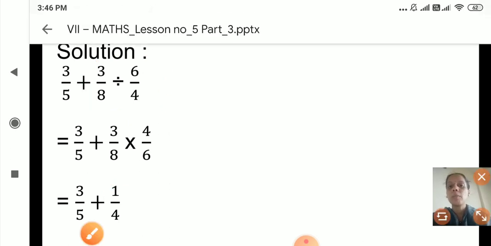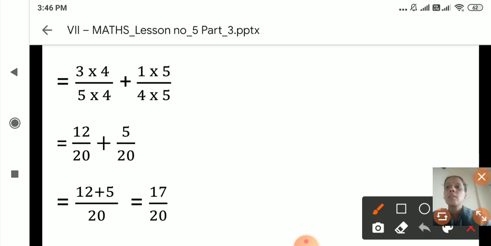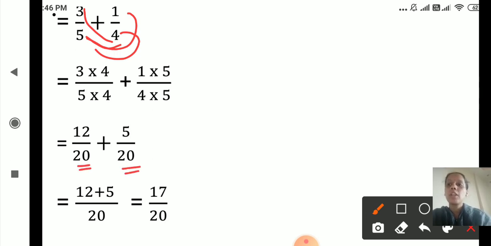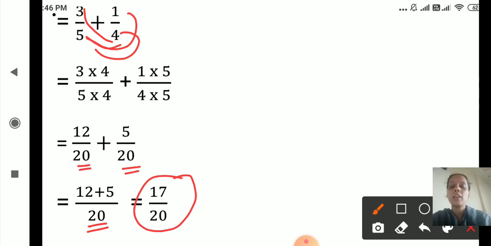So we will do the cross multiplication, that is, see here, this 3 upon 5 you will multiply with this 4 here also and here also, and this 1 upon 4 you will multiply with this 5 here and here, right? So after cross multiplication we will get 12 upon 20 plus 5 upon 20. Now we have the denominators equal. So we will write the denominator only once and add the numerators, that is 12 plus 5. So 12 plus 5 is 17, and in the denominator we will write 20. Okay, so what is the answer? 17 upon 20. Hope we are clear with this.